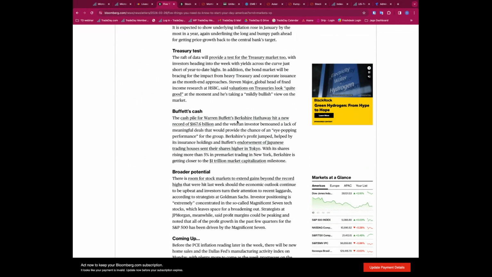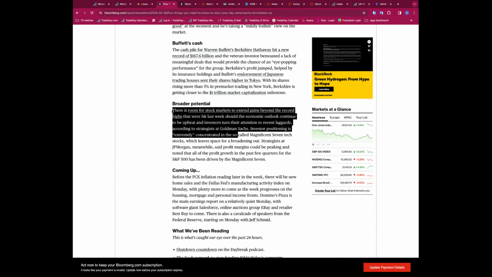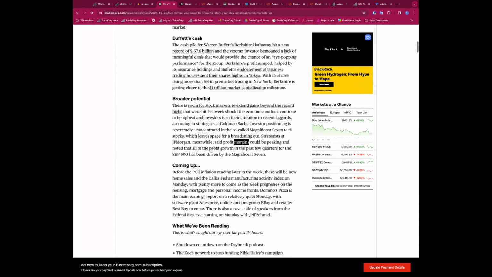Cash pile, a new record of 167 billion at Berkshire Hathaway. Doesn't really impact what we're looking at though. Room for stock markets to extend the gains before record highs. That's Goldman's view in here. My view, I've been very, very bullish in here and remain bullish. And JP Morgan, though, saying that profit margins could be peaking in here.